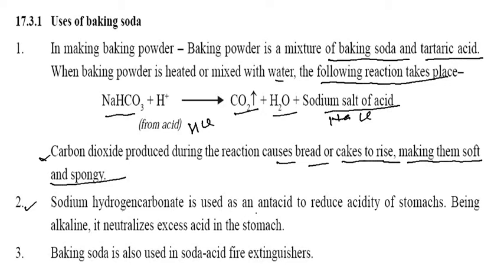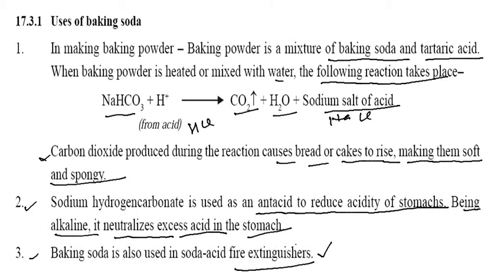Now second, sodium hydrogen carbonate is used as an antacid to reduce acidity in the stomach. Being alkaline, it neutralizes excess acid in the stomach. Now third, baking soda is also used in the soda-acid fire extinguisher. Aag bujhane wale yantra mein iska use karte hain.